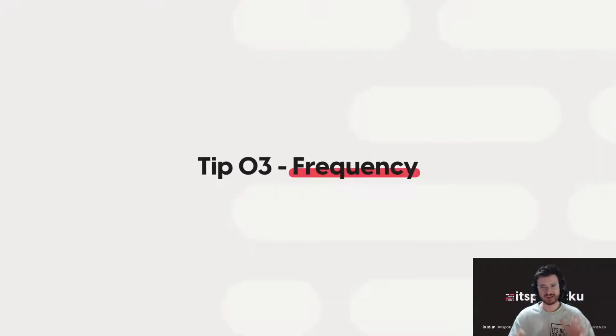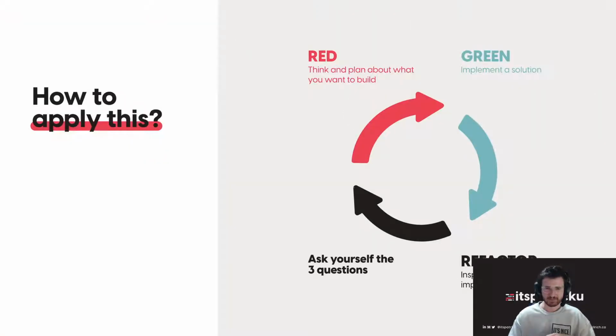And now to my very last tip around frequency. So to tie it all together, how do you apply this? And I really like the whole red-green refactor idea. You think and plan about what you want to build, you implement the solution, and then you refactor. And when you refactor, you ask yourself the 3 questions and do your changes based on that.